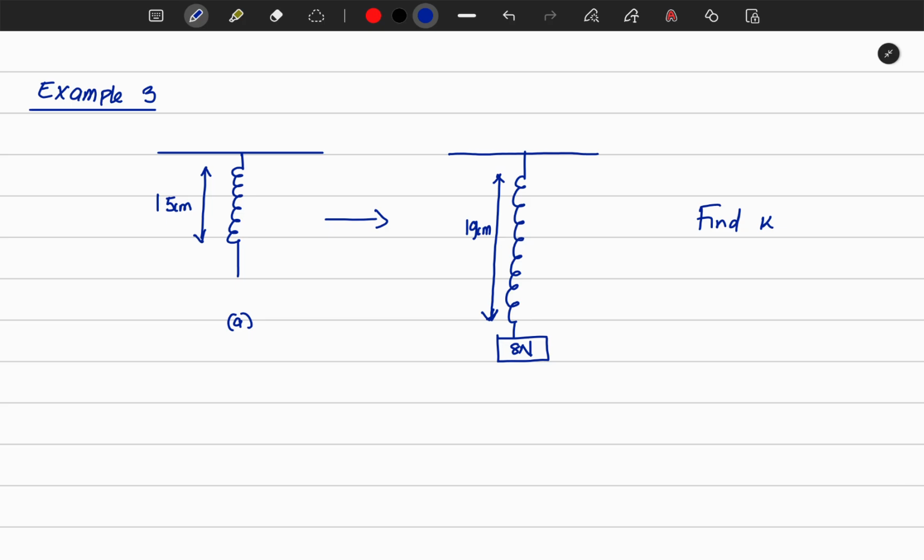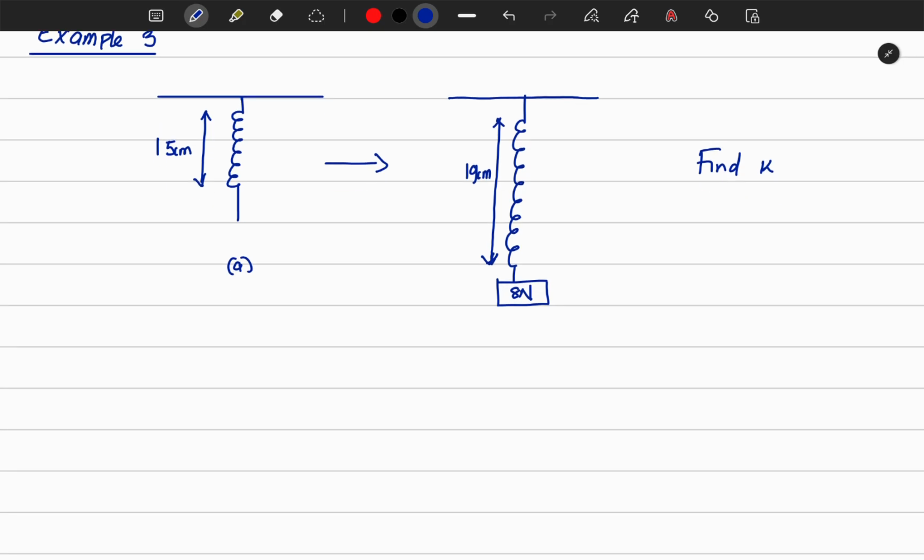In the first stage here, call it A, we have an unstretched spring. This one is not stretched because there's no load applied. So the original length here is 15. Then after applying a load of 8 newtons, you can see that it stretches all the way to 19 centimeters. How do we find K, which is the spring constant?